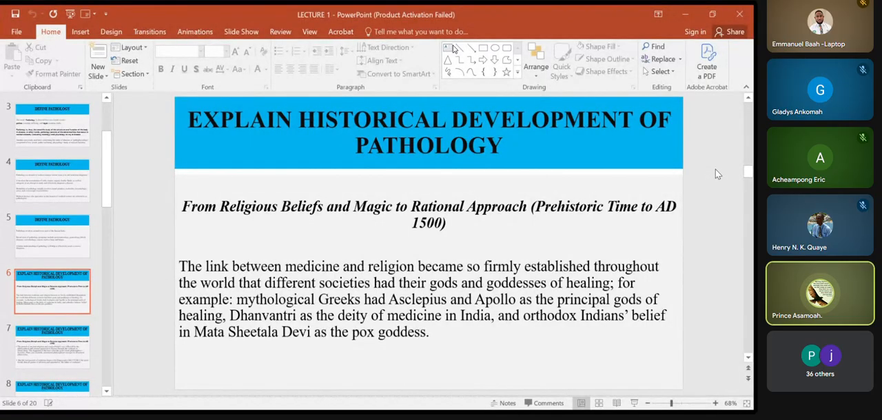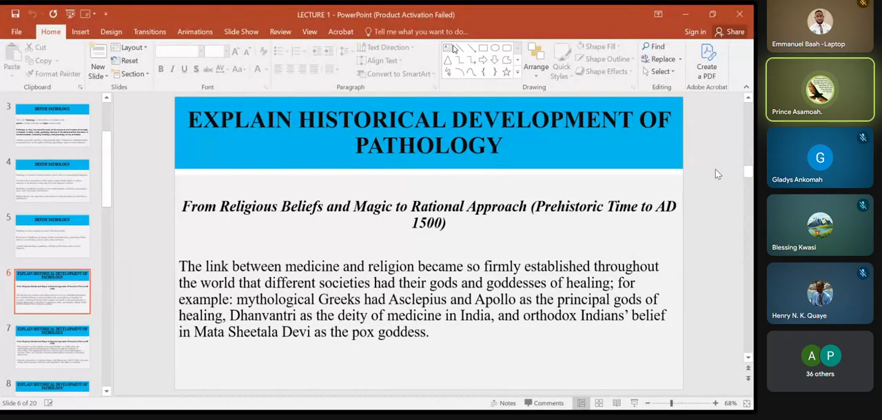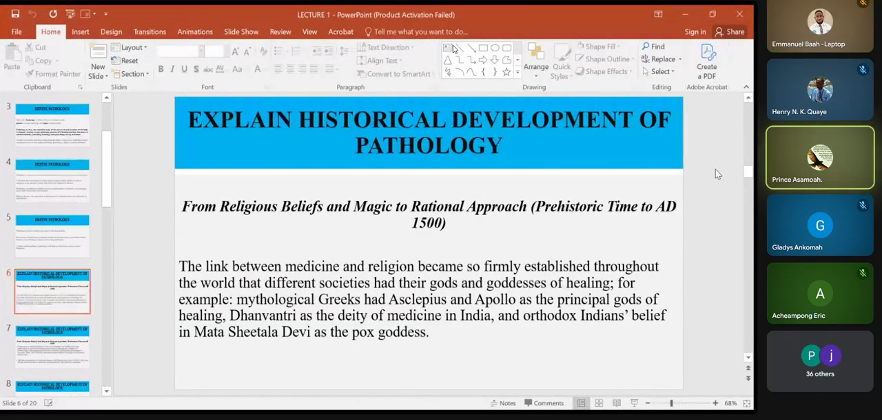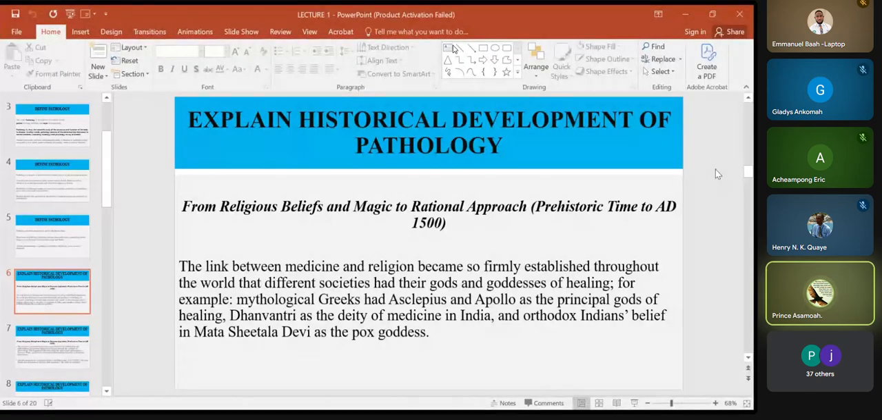So you explain, let's go to the historical development of pathology. The historical development of pathology. Okay. So the prehistoric times, or before AD 1500, you know that health practically emerged from religious beliefs. Okay, before science became modern science as we see it now, health had practically been intertwined with belief systems.